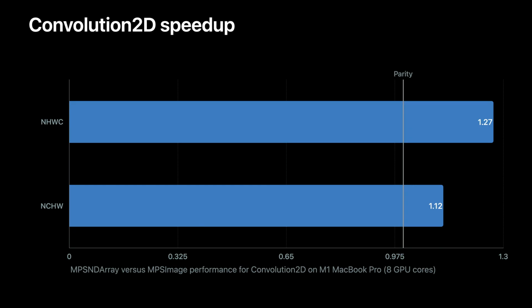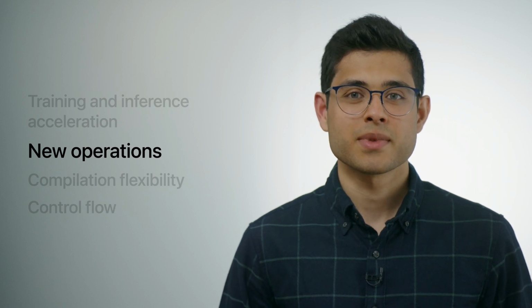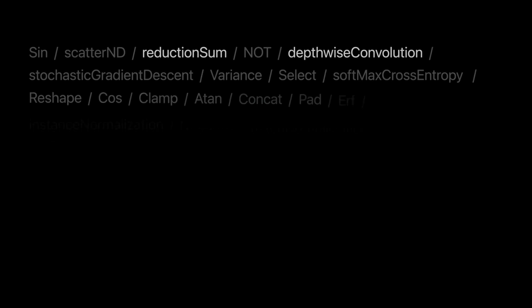These performance improvements in CoreML and TensorFlow are due to performance improvements in MPS primitives like convolution 2D. Here we show the speedup of convolution 2D on NHWC and NCHW data layouts, which are used for training and inference respectively. That's it for the improvements in inference and training. Next, let's go back to Sahar to learn more about the new operations in MPSGraph. Thanks, Yulia. Now we will take a look at the new set of operations supported by MPSGraph.